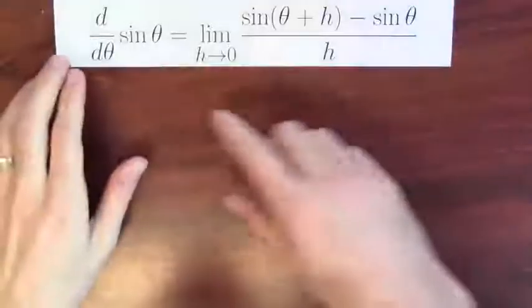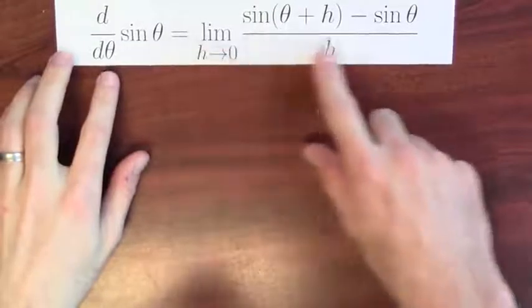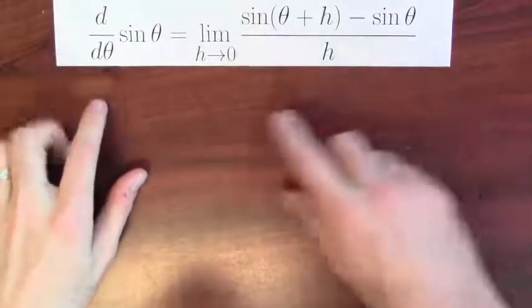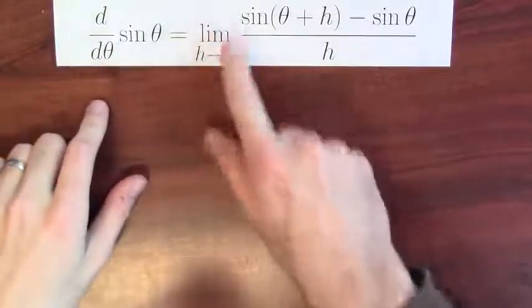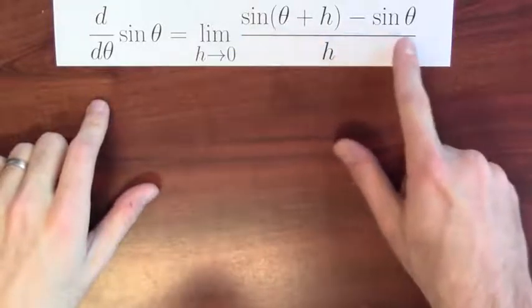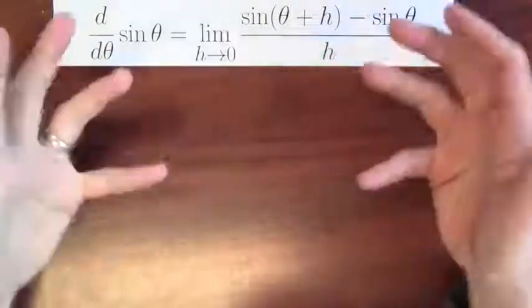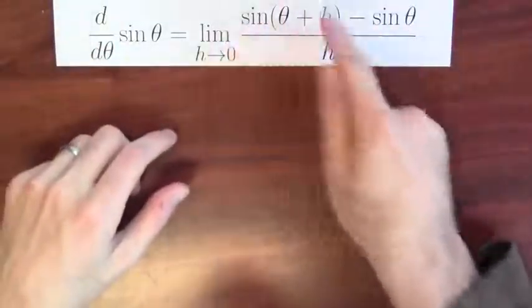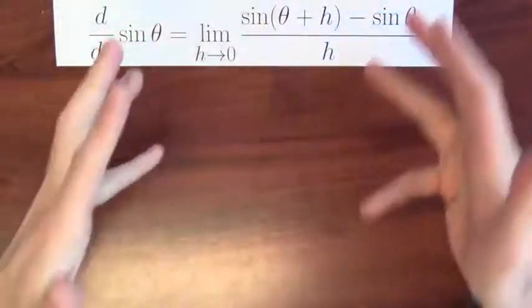Well, we could go back to the definition of derivative in terms of limits and calculate the derivative of sine directly. So if I want to calculate the derivative of sine using the limit definition, the derivative of sine would be the limit as h approaches 0 of sine(theta plus h) minus sine theta, over h. The trouble now is that I've got to somehow calculate sine(theta plus h). How can I do that?